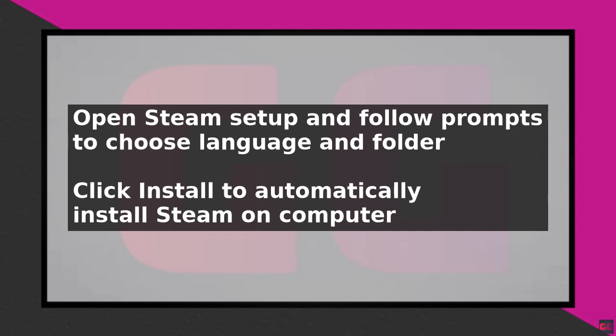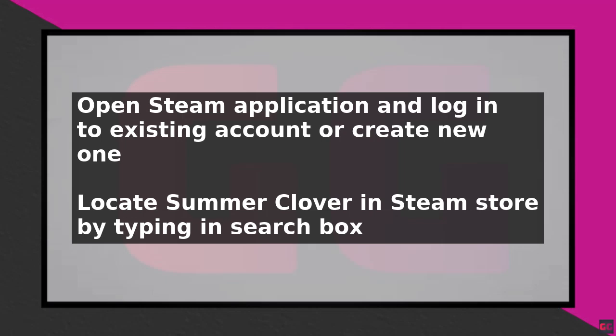Once Steam is installed, open the application, and either log in to an existing account or create a new one. The Steam Store will appear, and if it doesn't, navigate to the Store tab. Hover over it, and click Featured. Locate the search box. Type in Summer Clover, and press Enter. You may need to click the gear icon and select View Unfiltered Search Results, and uncheck Hide Ignored Items to find the game.